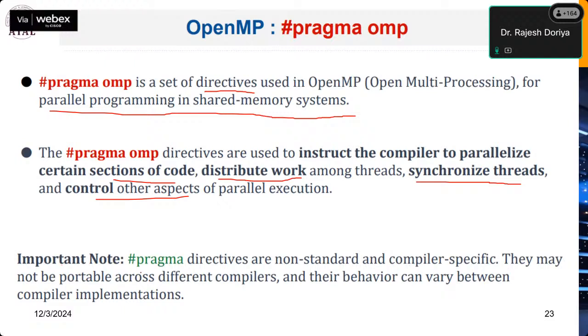So it is very important to note that the #pragma directives are non-standard and compiler specific. If you are using some Intel compiler, then its behavior may differ. So the point is you have to see whether the OpenMP programs are compatible or not. It is not the case that a program which runs fine in the GCC compiler is going to run in another compiler, let's say the Intel compiler. It is not guaranteed. They may not be portable across different compilers, and their behavior can vary between compiler implementations as well.